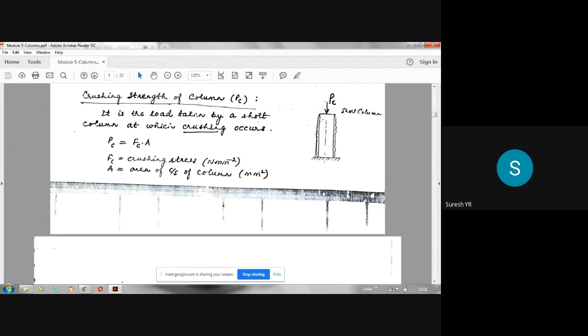If it is circular, it is pi d square by 4. If it is rectangle, it is B into D, like that. The cross-sectional area of the column is normally expressed in millimeter square. So stress in Newton per mm square multiplied by area in millimeter square, you are going to get the load in newtons. Then you can convert it into kilonewton. Normally loads are expressed in kilonewtons. One kilonewton is 1000 newton, that you know. So this is how the crushing load is computed. Crushing stress multiplied by the cross-sectional area gives the strength of the column.